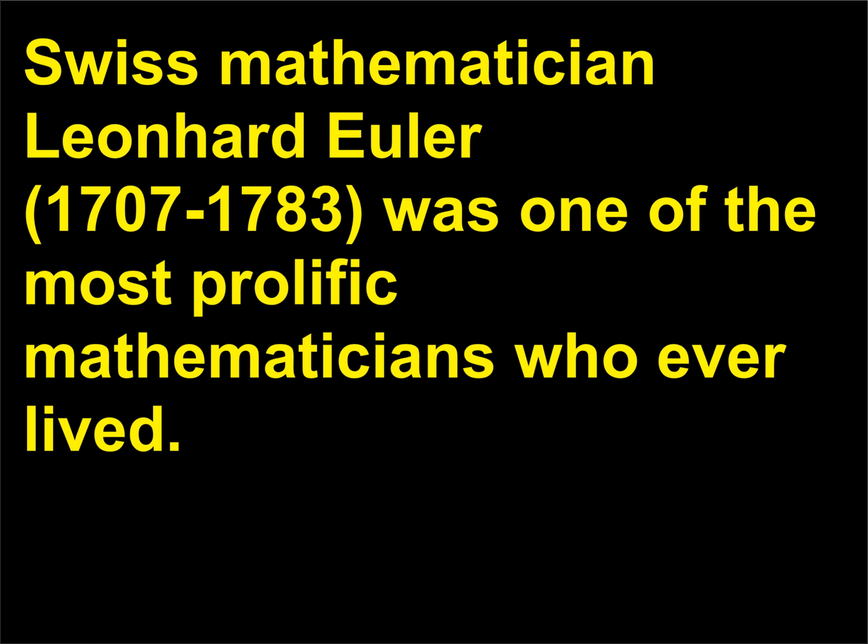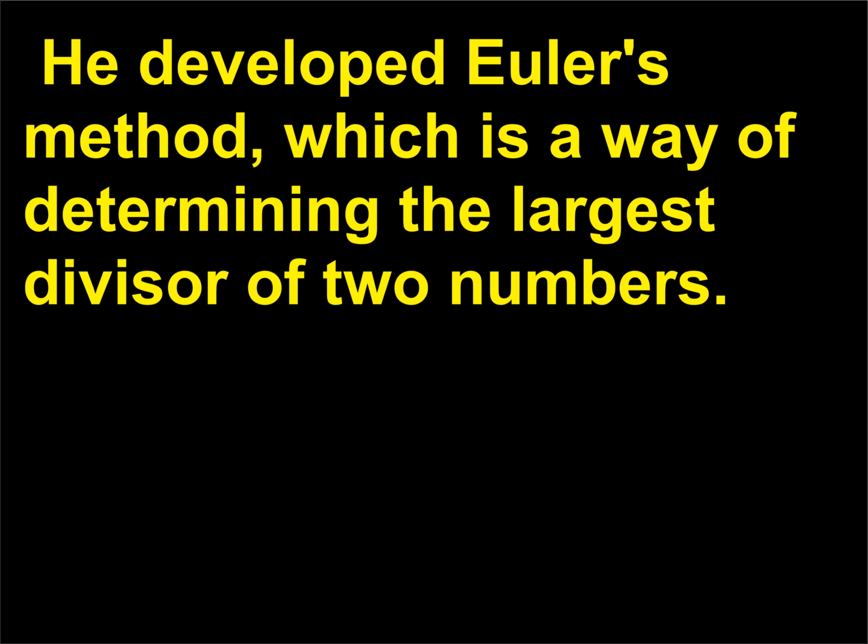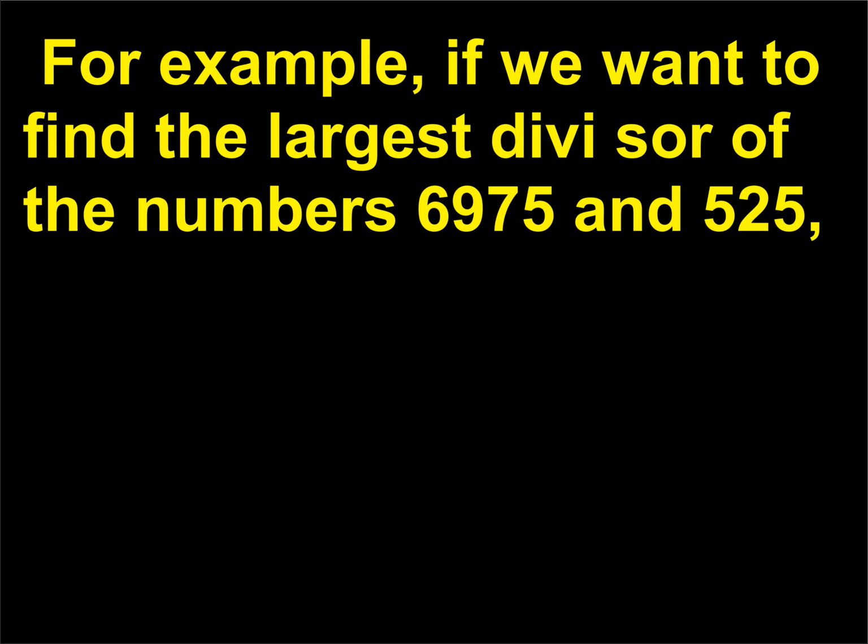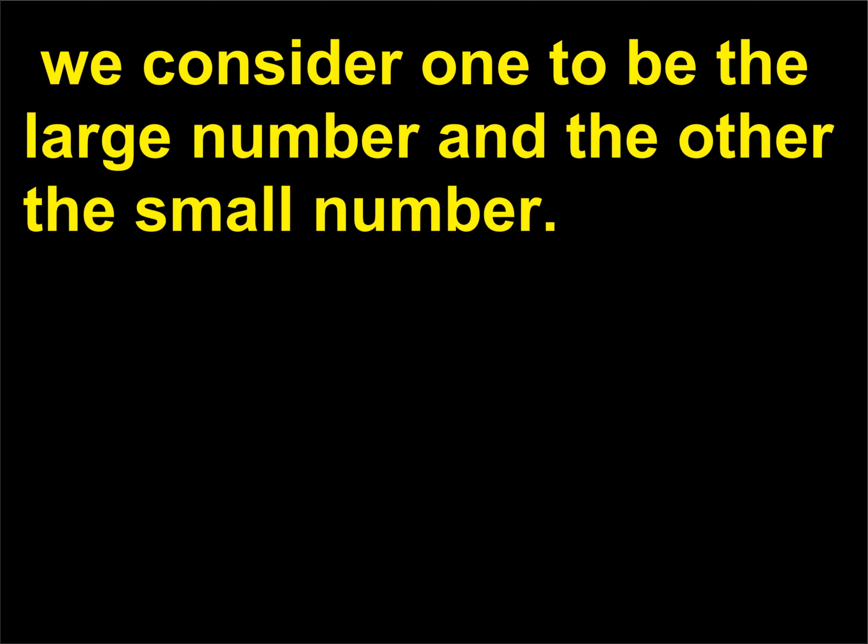Swiss mathematician Leonhard Euler, 1707–1783, was one of the most prolific mathematicians who ever lived. He developed Euler's method, which is a way of determining the largest divisor of two numbers. For example, if we want to find the largest divisor of the numbers 6975 and 525, we consider one to be the large number and the other the small number.